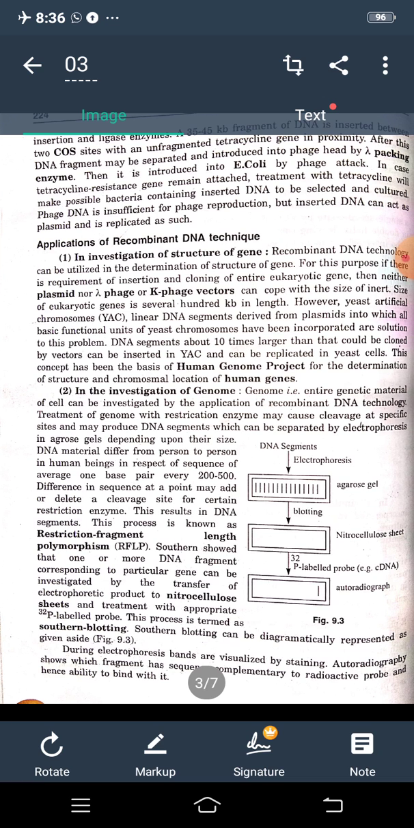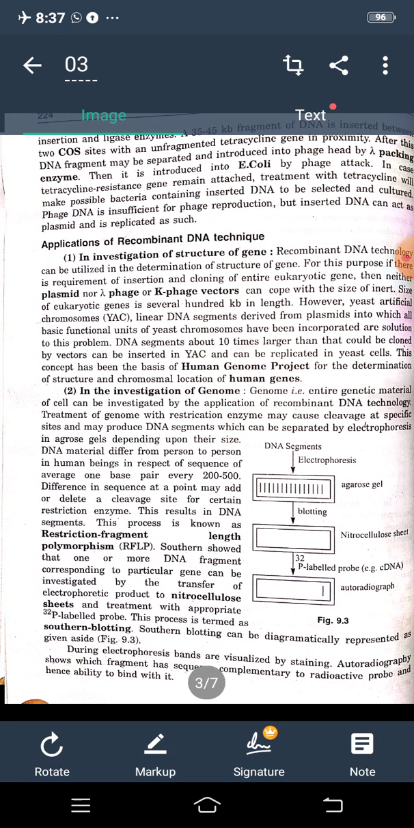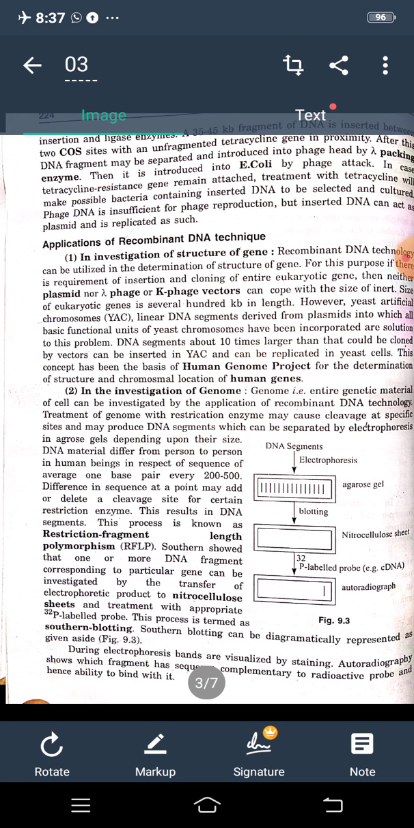Now, the second application is in the investigation of the genome. The genome, that is the entire genetic material of the cell, can be investigated by the application of recombinant DNA technology. Treatment of the genome with restriction enzymes may cause cleavage at specific sites and may produce DNA segments which can be separated by electrophoresis in agarose gels, depending upon their size. DNA material differs from person to person in human beings in respect of sequence, on average, at one base pair in every 200 to 500.